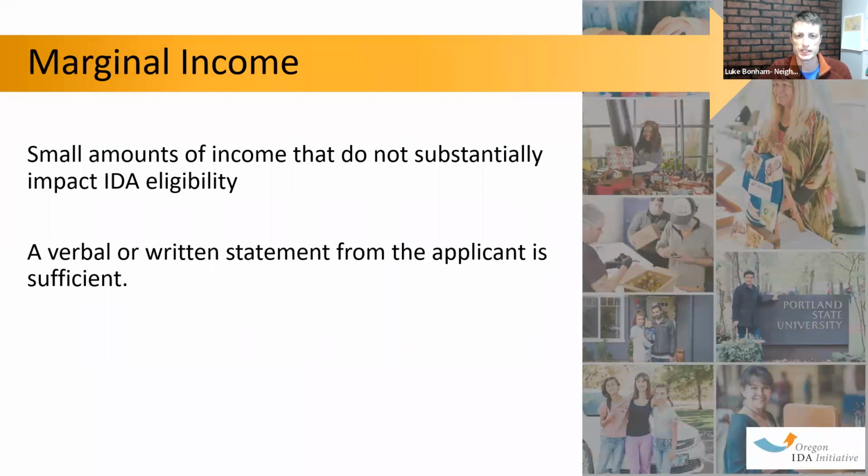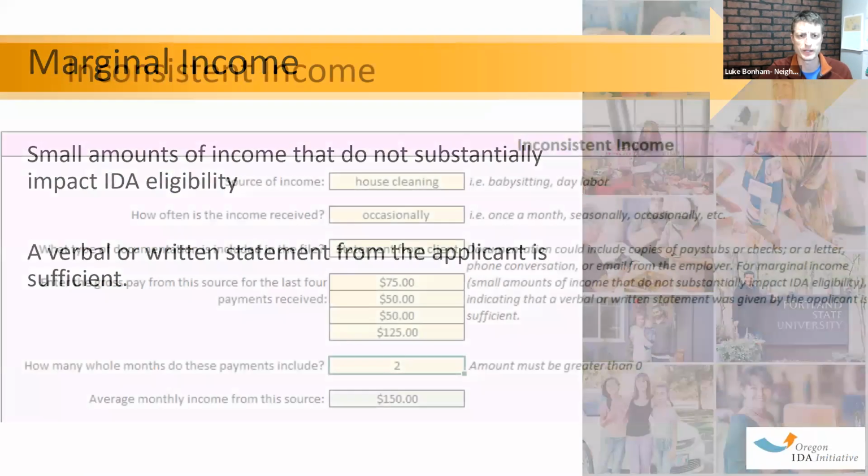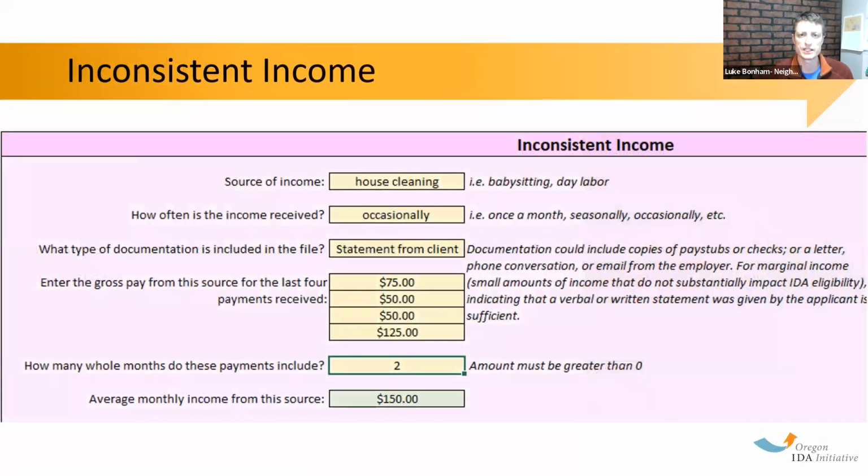Let's look at inconsistent income, which is income that is inconsistent in pay schedule or hours worked, which is where this may be documented. National data tells us that 1 in 5 households experiences income volatility, income fluctuations from month to month. So we should be expecting to navigate inconsistent sources of income as well. To calculate an average monthly income amount, enter the last 4 gross pay amounts from that source of income, and then identify how many whole months are included in the time frame of those last 4 payments.